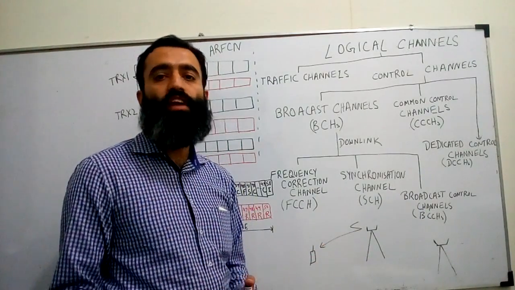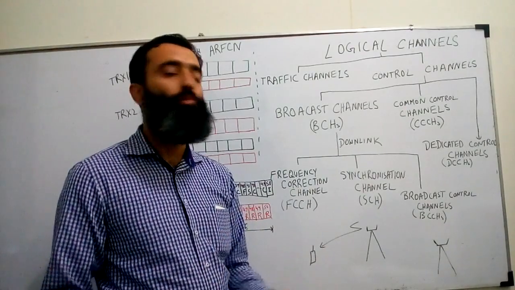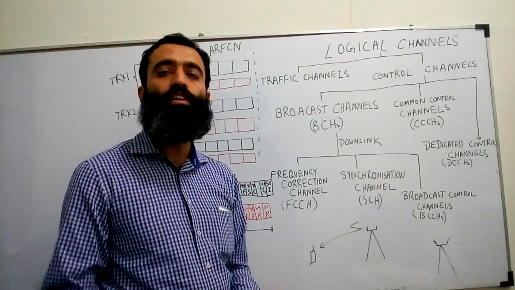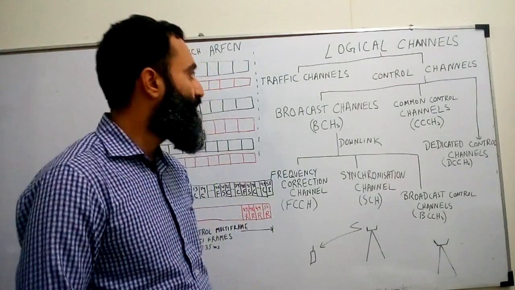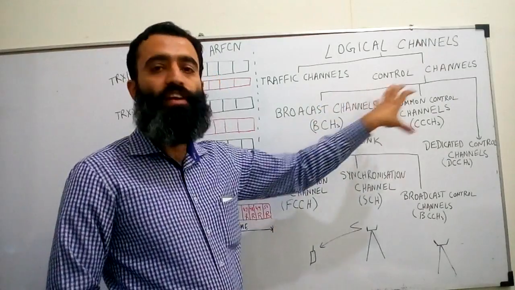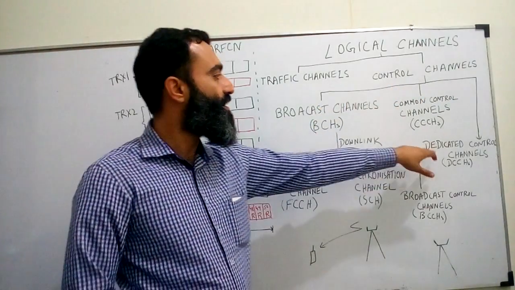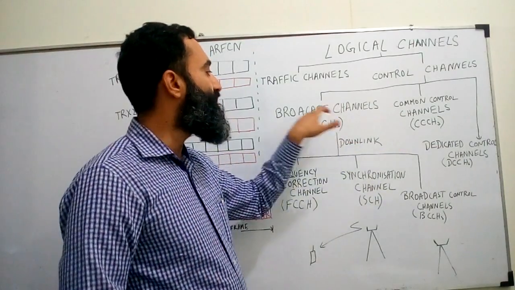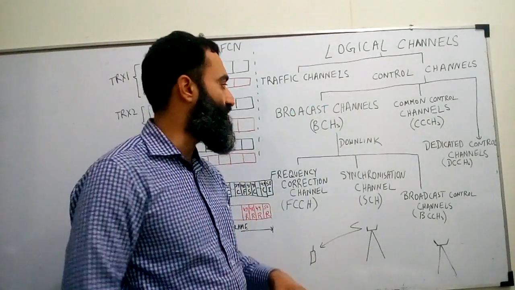And you very well know that no mobile network can operate without signaling. It is the most important thing in a mobile network. And then these control channels are divided into three types. One is the dedicated control channels, one is the common control channels, and the third one is the broadcast channels.